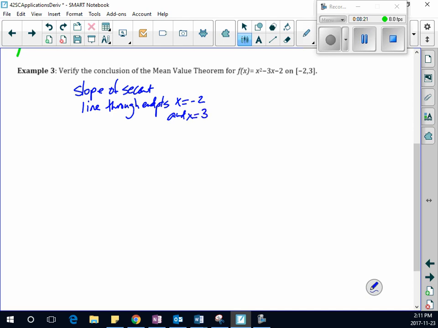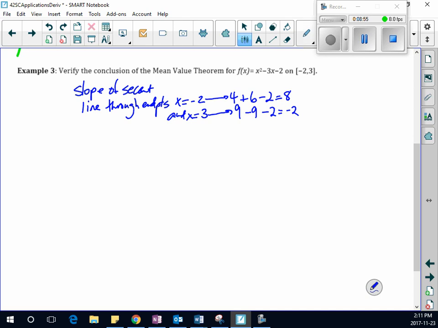But before I can do that, I need to know what the y values are, right? Because in order to find the slope, I need y2 minus y1 over x2 minus x1, right? So when x is -2, we plug it into this function. We get 4 plus 6 minus 2, we get 8. Yes? We plug 3 in. 3 squared is 9, minus 9, minus 2. So I get minus 2.